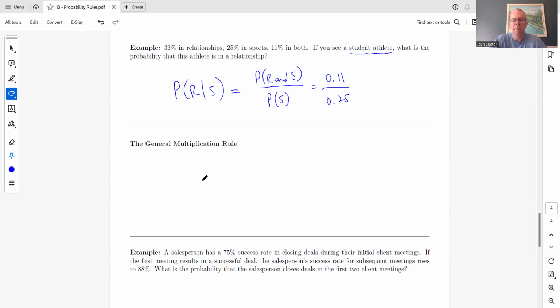Again, independent means that if A happening does not change the probability of B happening. So what if they're not independent? Whether they are independent or not, we can write the probability of A and B equals the probability of A times the probability of B given A, or you can switch those around, so the probability of B times the probability of A given B.